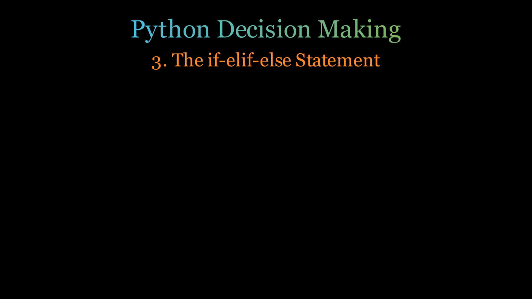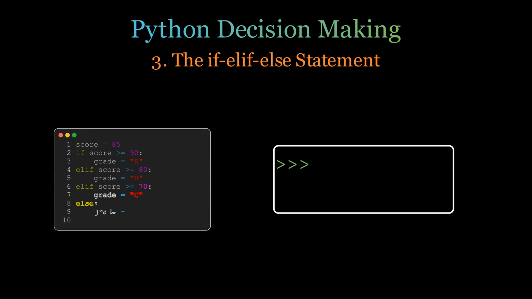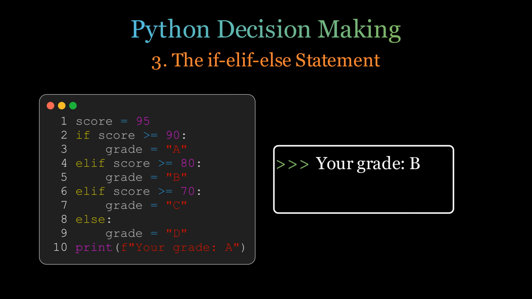For multiple conditions, we use elif, which stands for else if. This grade calculator checks multiple conditions in order. When one matches, for the score 95, the grade is A. For score 85, the grade is B. For score 75, the grade is C. For score 65, the grade is D.